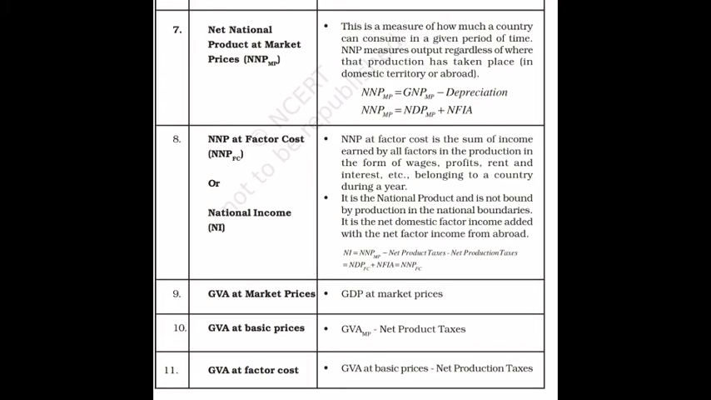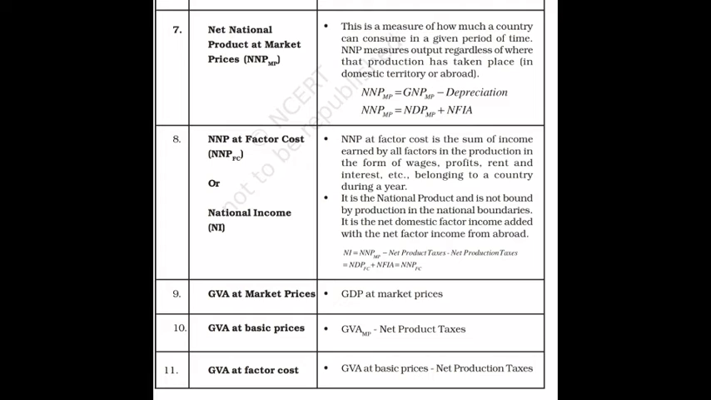Then if you deduct the net product tax and net production tax from the market price of GNP, you will get the GNP at factor cost. So GNP at factor cost is equal to GNP MP, GNP at market price, minus net product tax and net production tax. So you will get GNP at factor cost after deducting the net product and net production taxes from the market price of GNP.